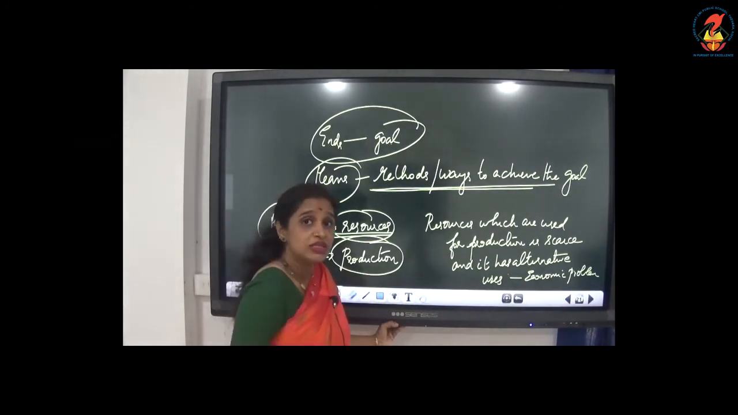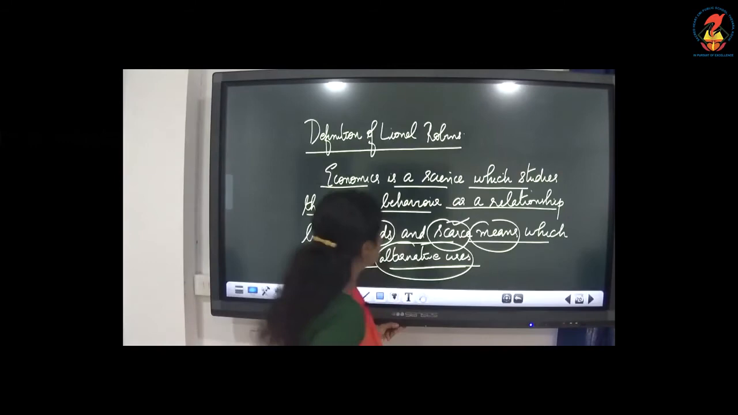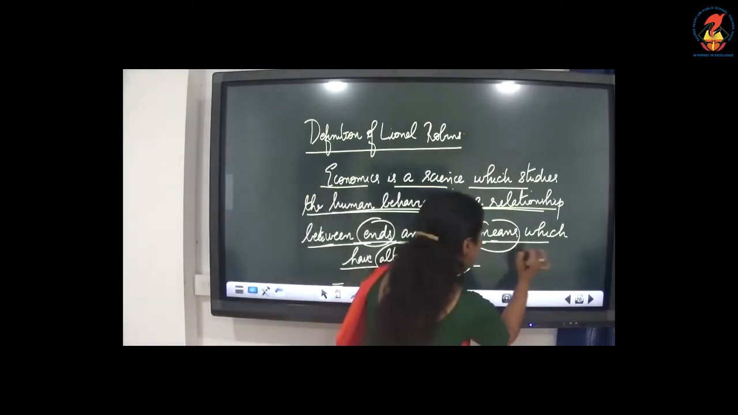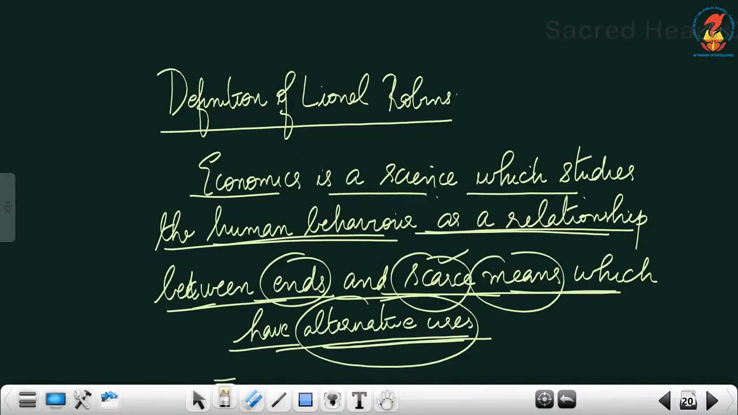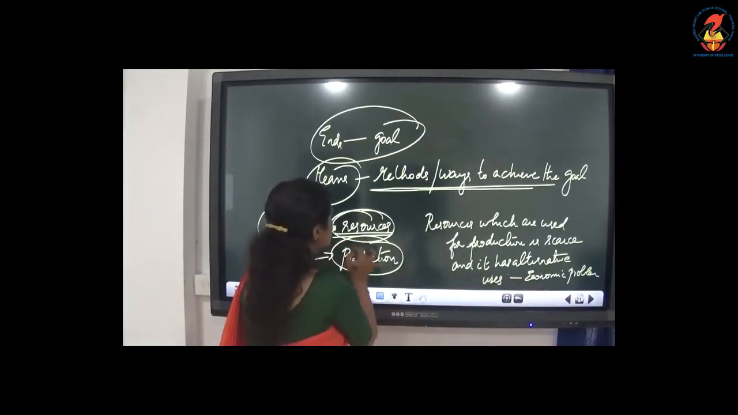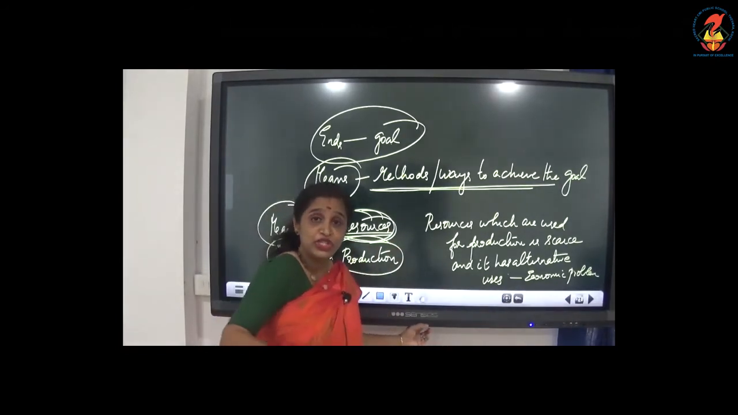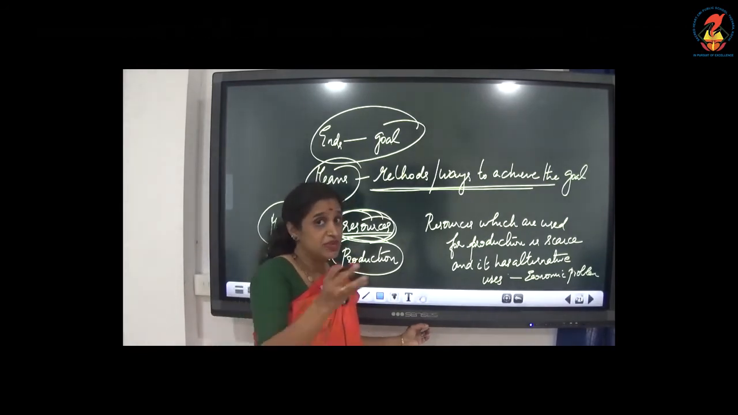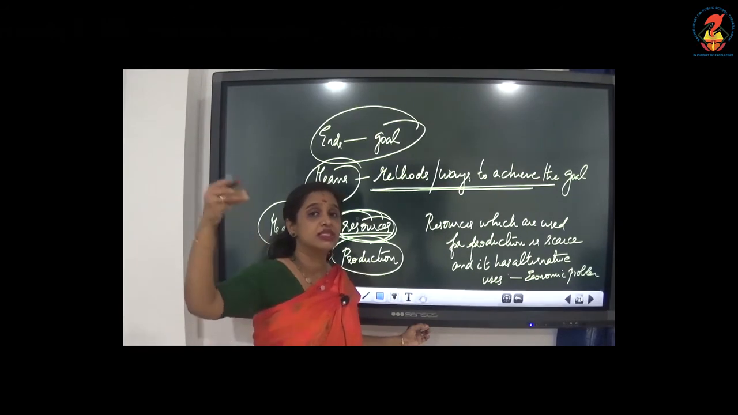But what is wrong with these means? In the definition of Lionel Robbins, we can find economics is a science which studies human behavior as a relationship between ends and scarce means. Means are scarce. Resources are scarce. And these means have alternative uses. Here we have taken means as resources. Resources are the means to achieve the goal or end of production. Here means are resources and the goal, the end, is production.